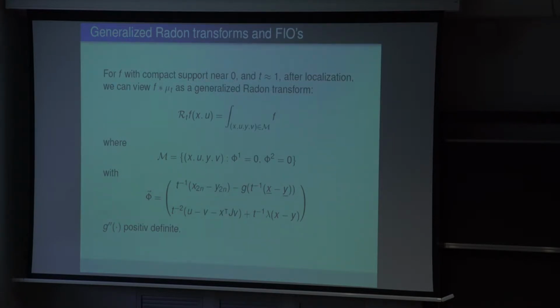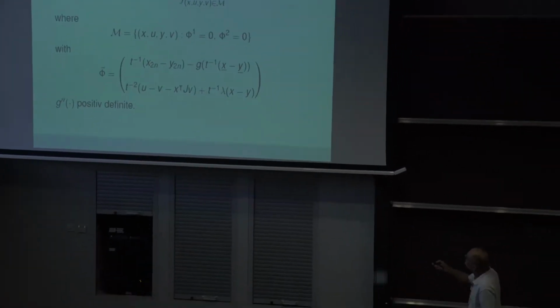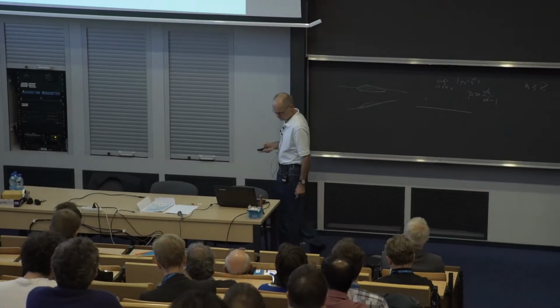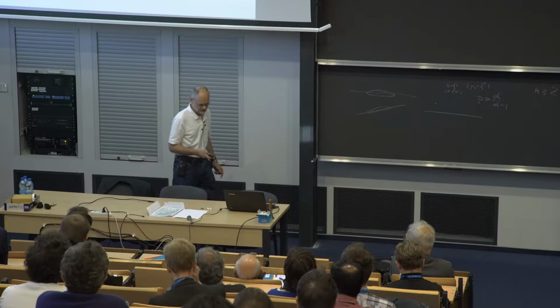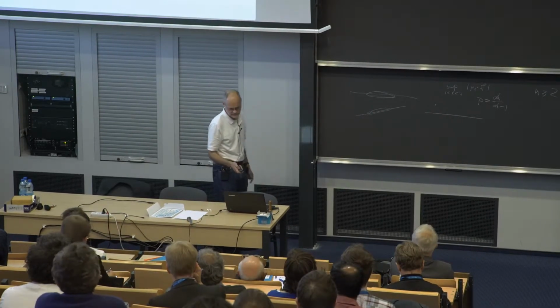Okay, so we need two defining equations. Of course, one equation should say that we are on the sphere, and the other equation should say that we are on this hyperplane. Writing out these two equations leads us to two equations for two functions phi1 and phi2, phi1 is equal to 0 and phi2 is equal to 0. So that gives us the description of the convolution as a generalized Radon transform.